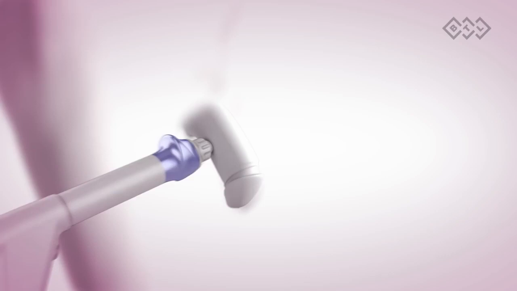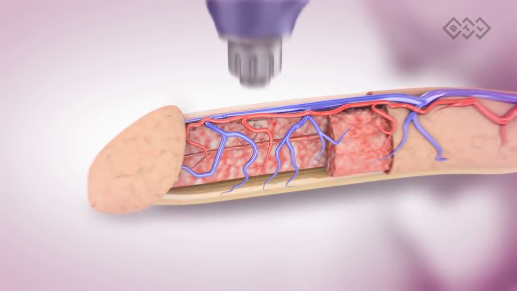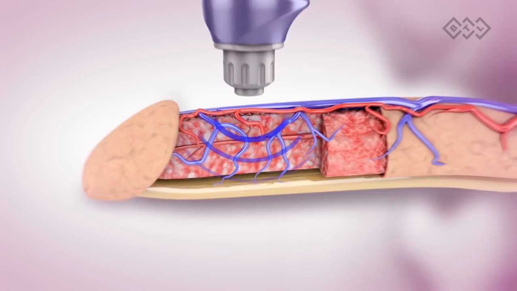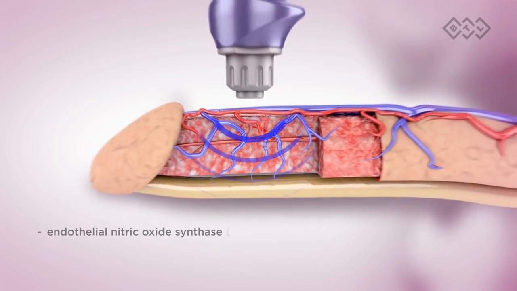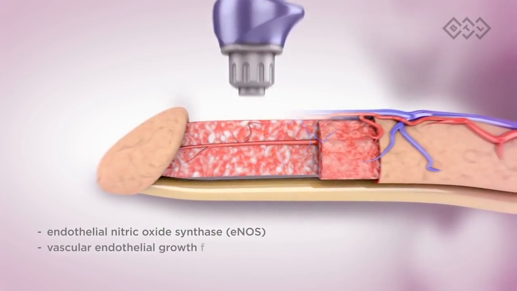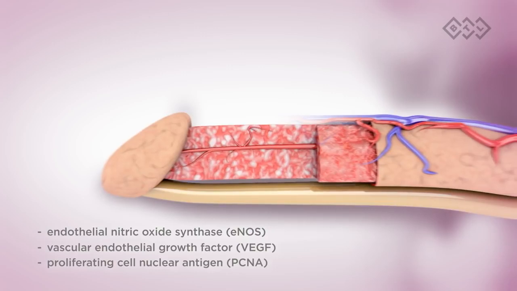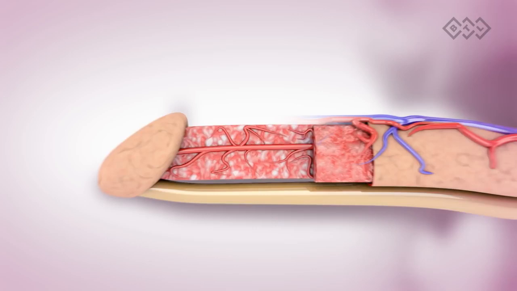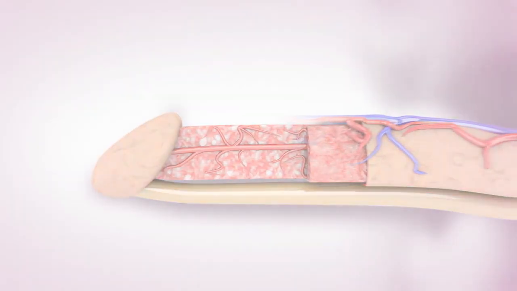Under the influence of acoustic waves generated by the shockwave therapy, the tissue is affected at the cellular level. Acoustic waves activate biological responses, leading to a release of angiogenic growth factors and endothelial cell proliferation factors: endothelial nitric oxide synthase, vascular endothelial growth factor, proliferating cell nuclear antigen. These factors contribute to the formation of new blood vessels in the tissue and improve blood supply of the treated area, and as a result lead to renewed and better erection.